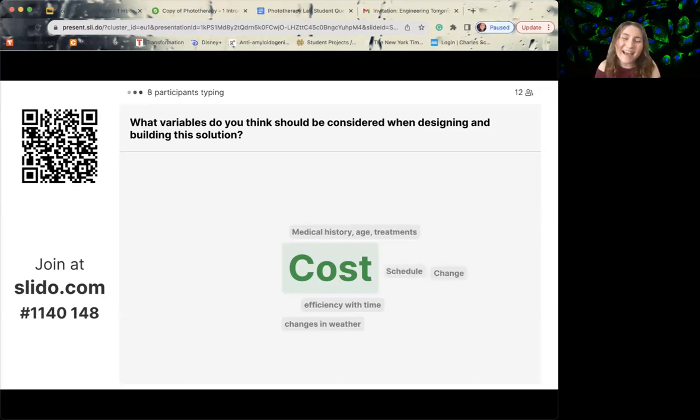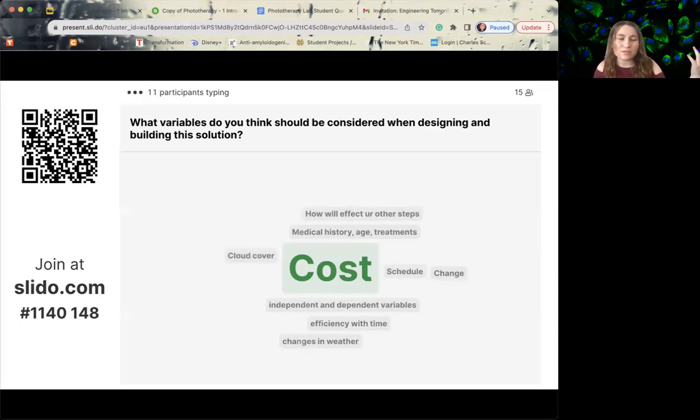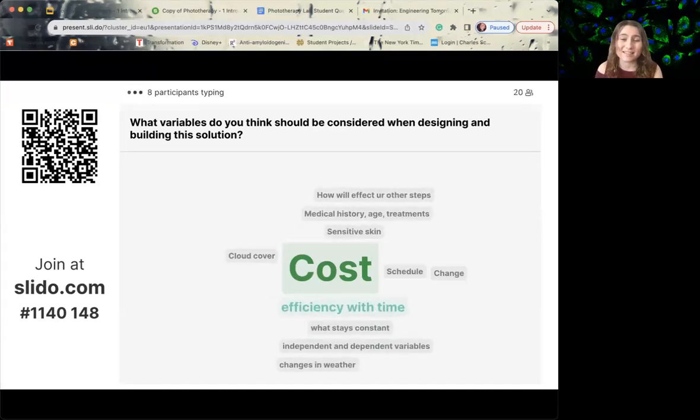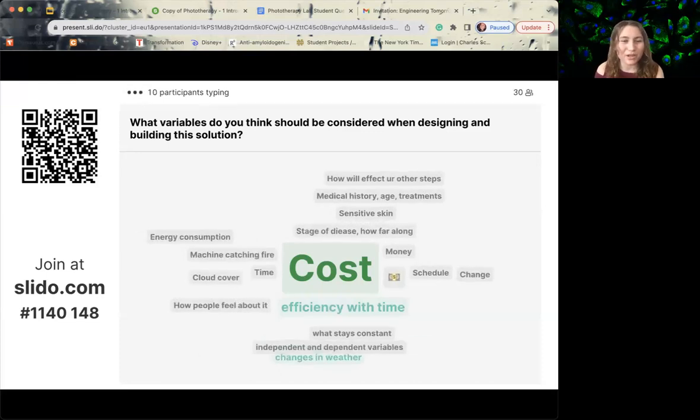Changes in weather. Yes, changes in weather is really important, right? Because maybe utilizing this assumption, maybe it's not actually working out. Cloud cover, very good. Medical history, age and treatments. Yes, that's also very important. Good job, guys. These are some really, really good answers.